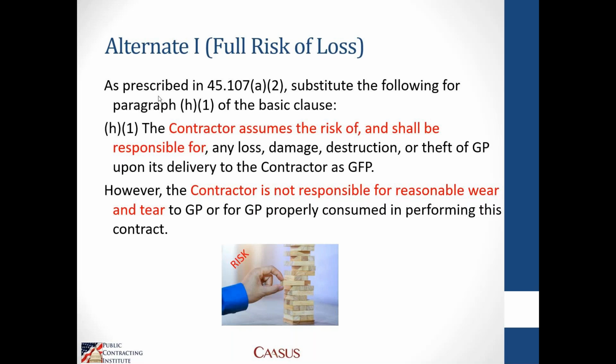So it's important to identify, particularly in solicitations, if that property is going to be inclusive of Alt 1 and the full risk of loss. If it does include that, you very well likely are going to want to acquire insurance for the property that may be in your possession or that you might be buying to ensure that you have the ability to replace it if anything happens to it.